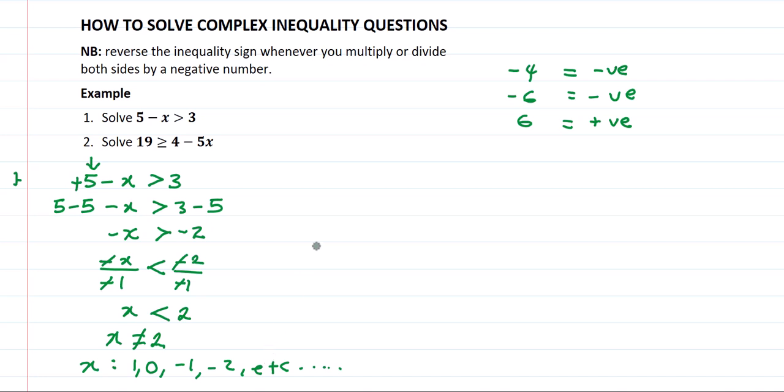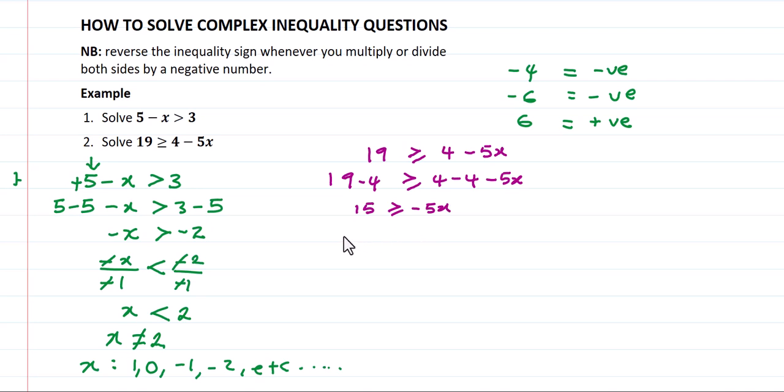Let's solve the next question. The next question says 19 is greater than or equal to 4 minus 5x. Pay attention, we have a weak inequality. Because we have a positive 4 connected to our variable here, what do we do? We subtract 4 from both sides. Doing that, we have 19 minus 4 greater than or equal to 4 minus 4 minus 5x. The 4 cancels out, and then we'll have 15 greater than or equal to negative 5x.